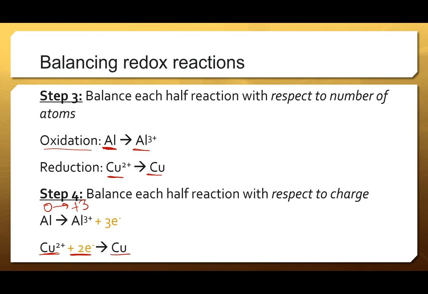Okay. So when we say balance each half reaction with respect to charge, what we're saying is write in the electrons and where they're going. Are they being released as a product, or are we having to add them to the reactant side, put them where they belong in the reaction?